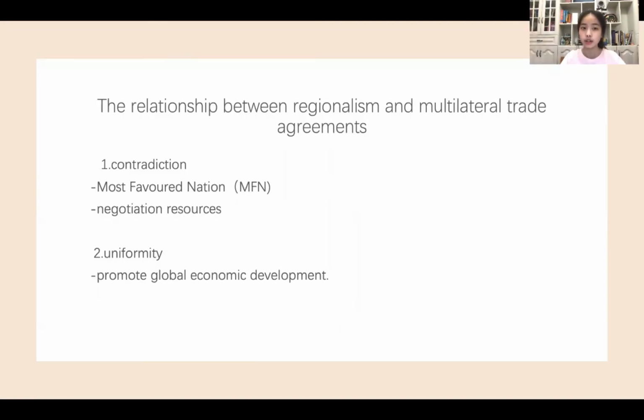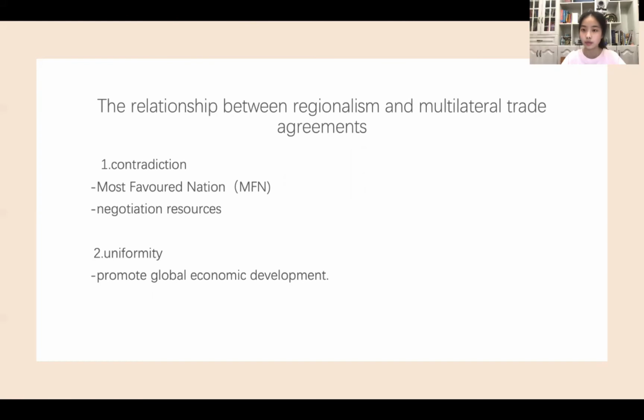Then I would like to introduce the relationship between the two. The first one is the contradiction. The most favored nation principle is an important and basic principle in the multilateral trading system. Regional trade agreements only implement preferences among internal members to create a free trade environment, which will adversely affect the stability and development of global trade.